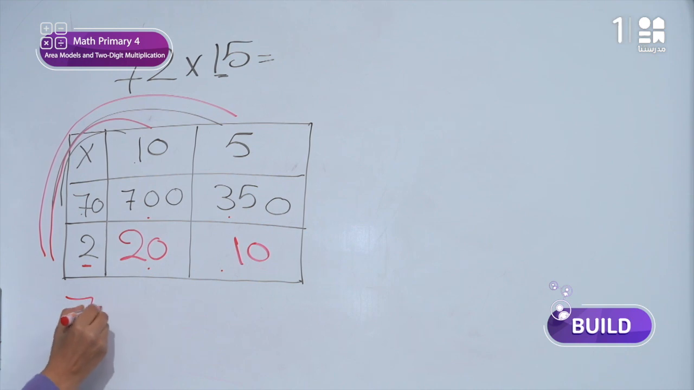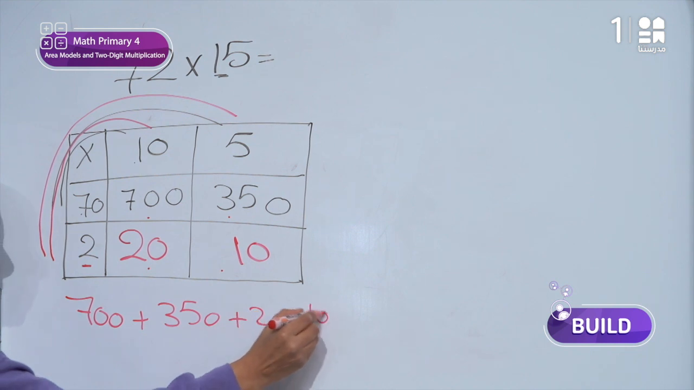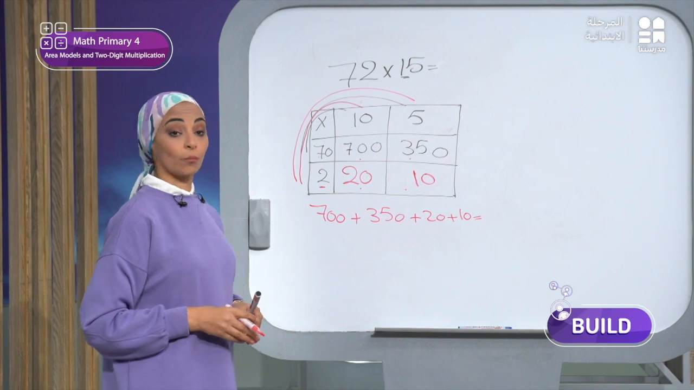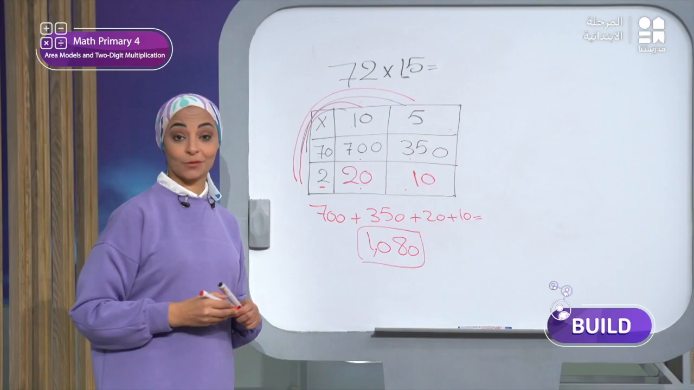So I will do 700 plus 350 plus 20 plus 10. When I add all these numbers, my answer is 1080, and this is my final answer.